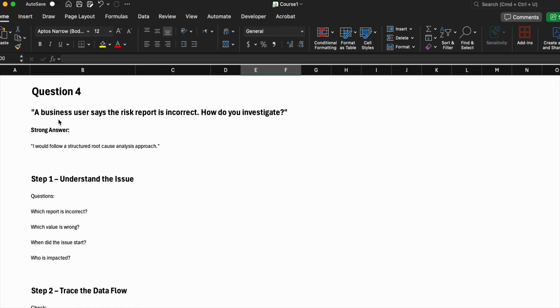Next question: a business user says a risk report is incorrect. How do you investigate? Anytime you get a production bug saying it's incorrect, you need to reproduce it, right? That's where the triage skill comes in. Get the question or your ticket, reproduce it. Just ask, can you write down the steps, what you are doing, what you are seeing? You go through the steps and test it to see if you get the same thing or if it's a user issue.